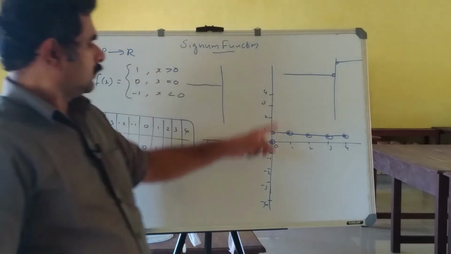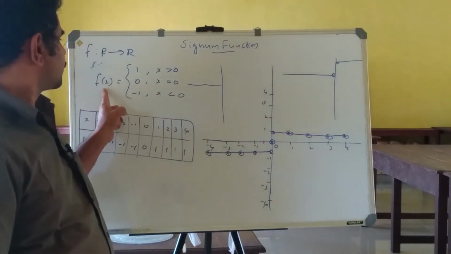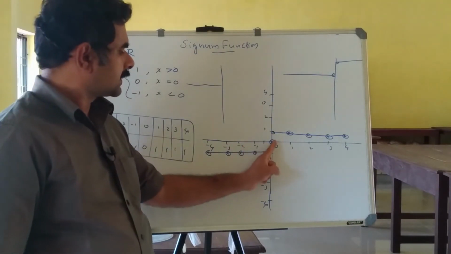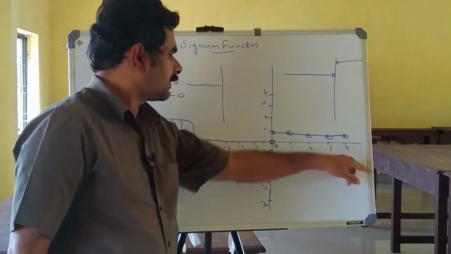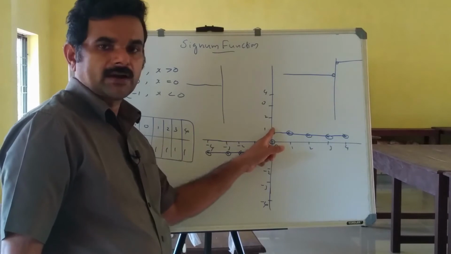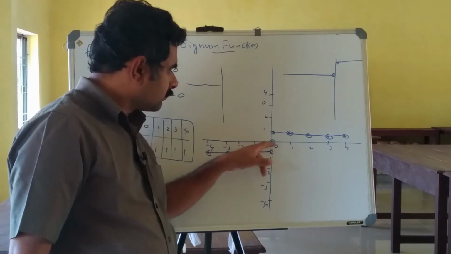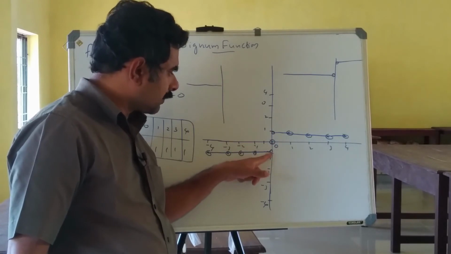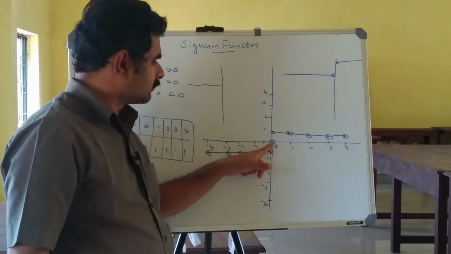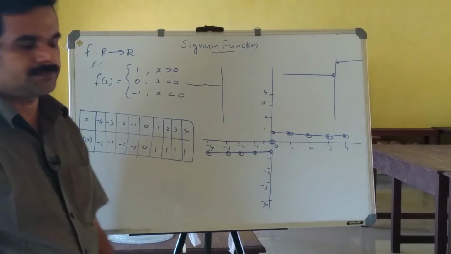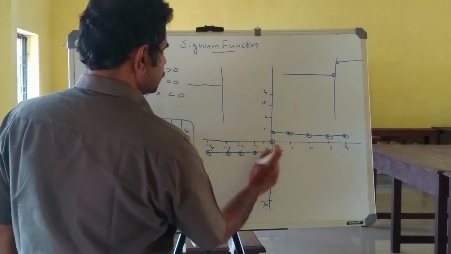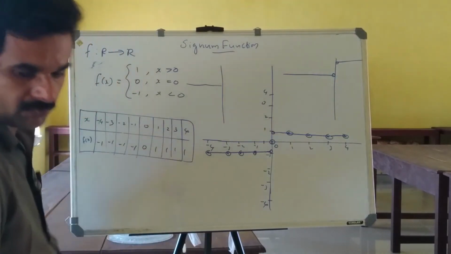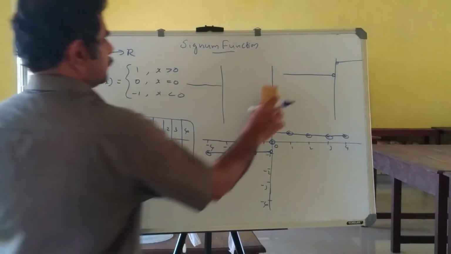So this function f(x) equals 1 for all x greater than 0. For all x greater than 0, its y value will be 1. For 0, its answer is not 1 and not minus 1, but only 0. So this is the graph of the signum function.